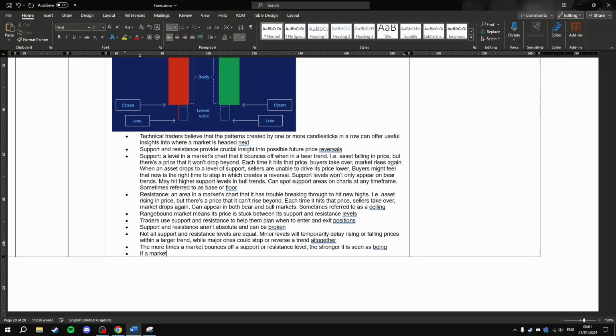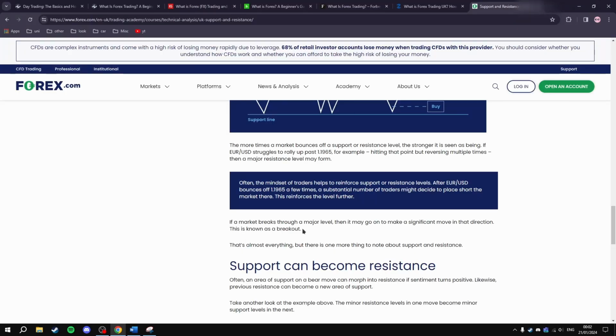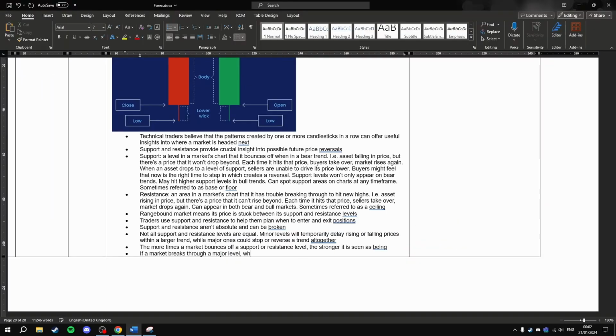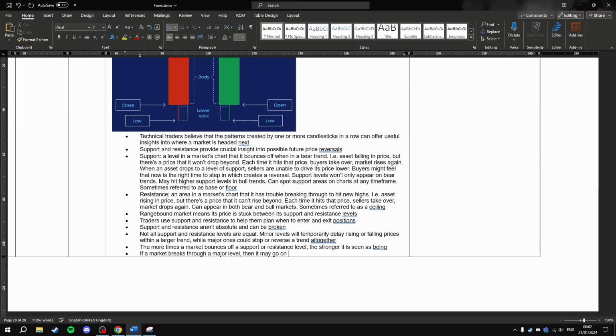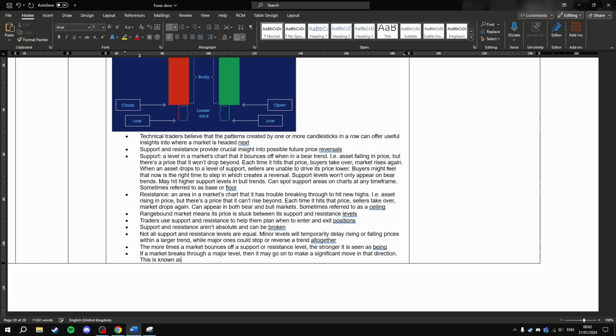If a market breaks through a major level, then it may go on to make a significant move in that direction. This is known as a breakout.